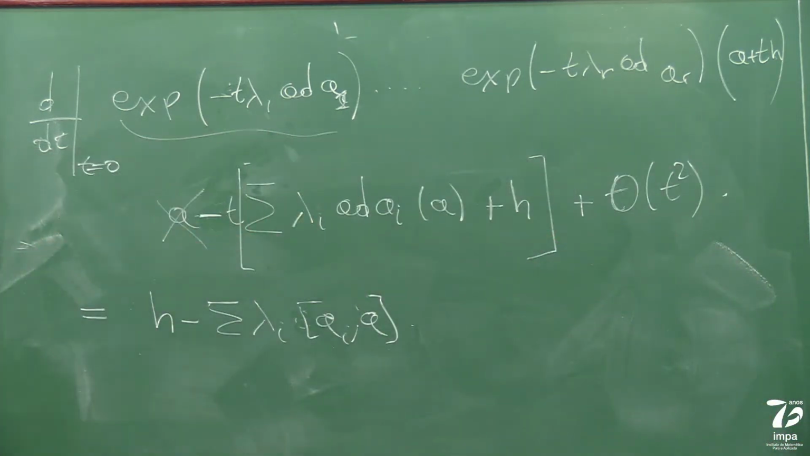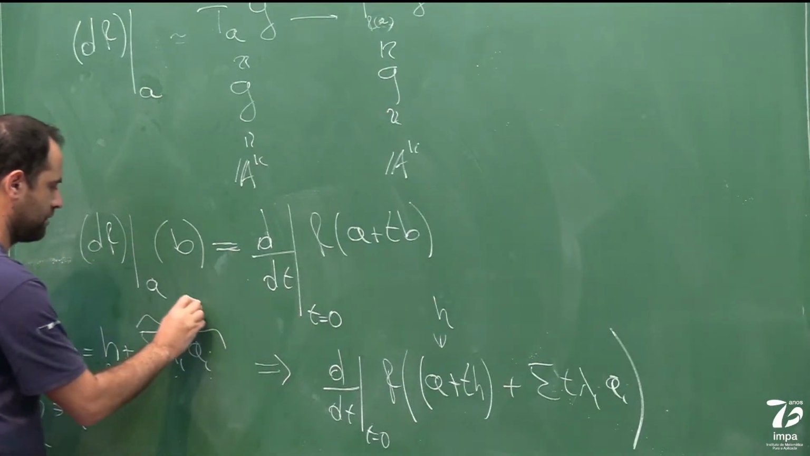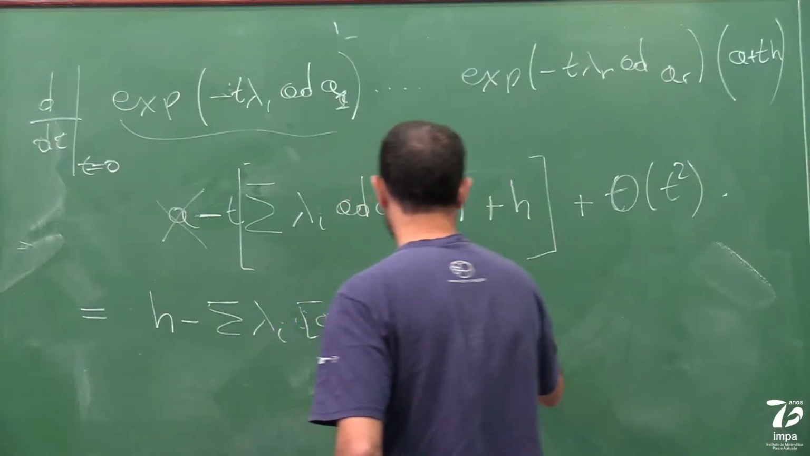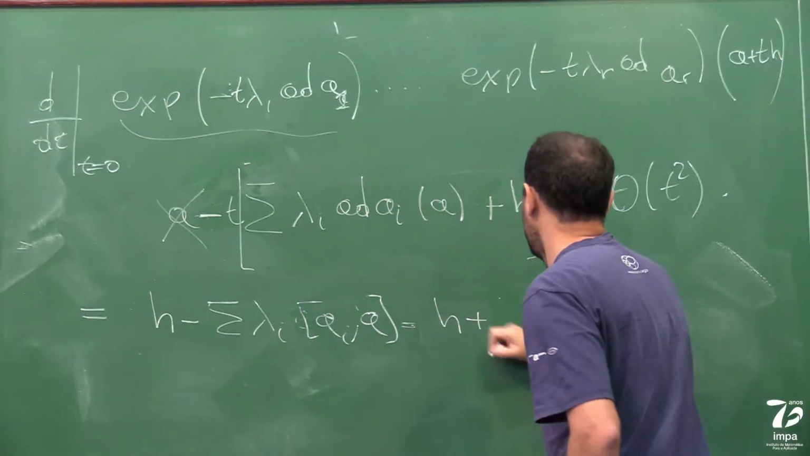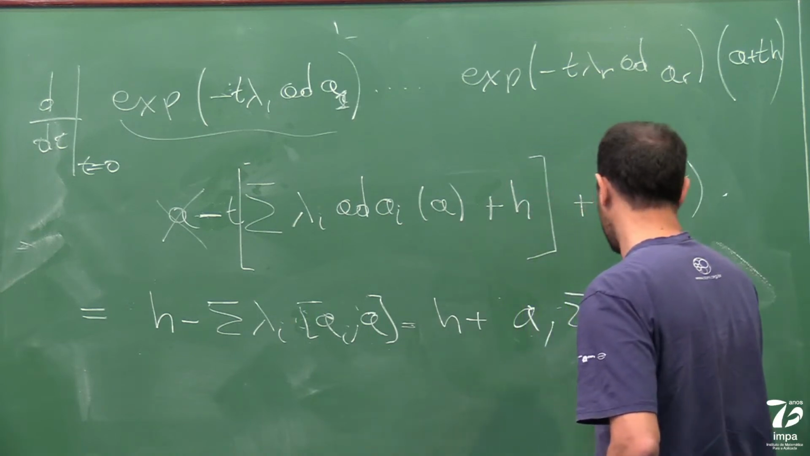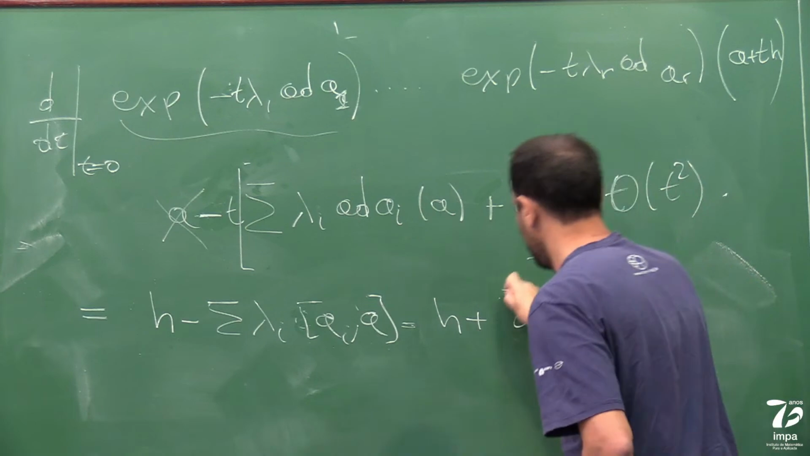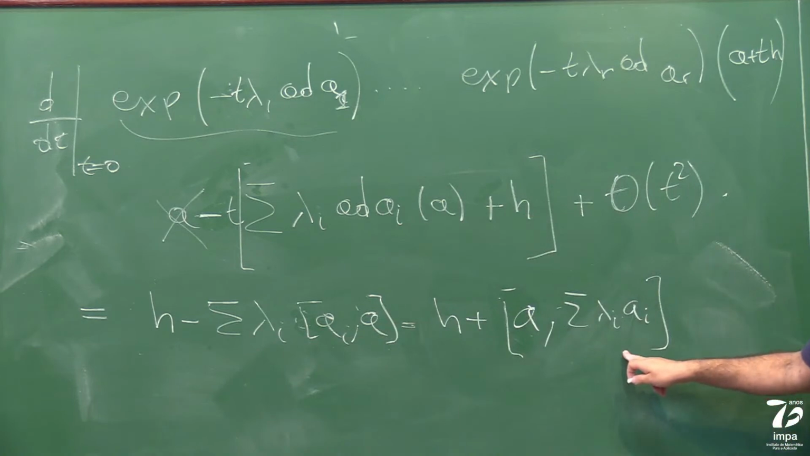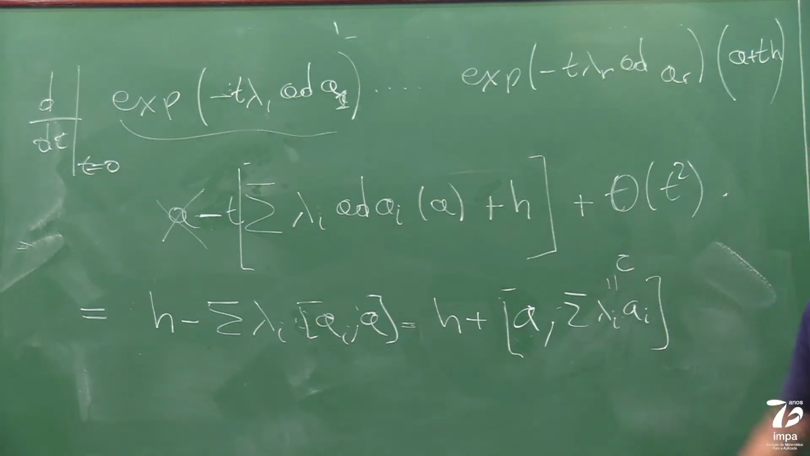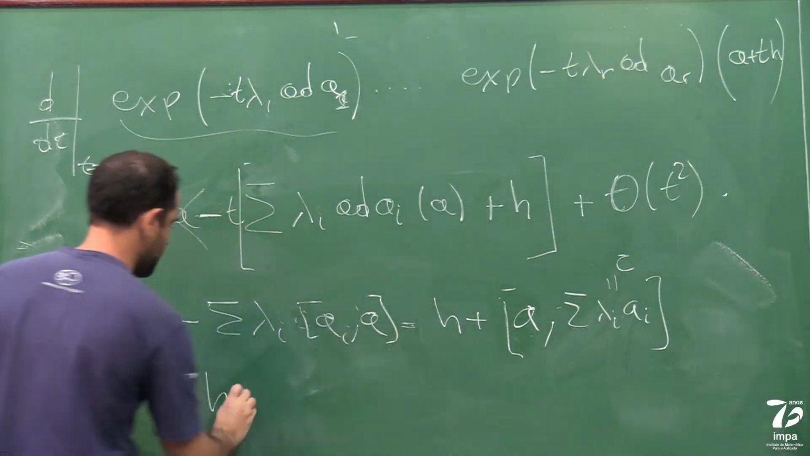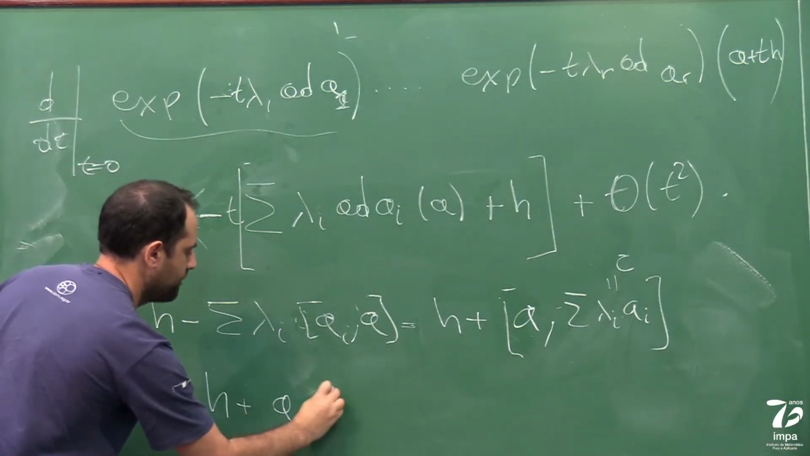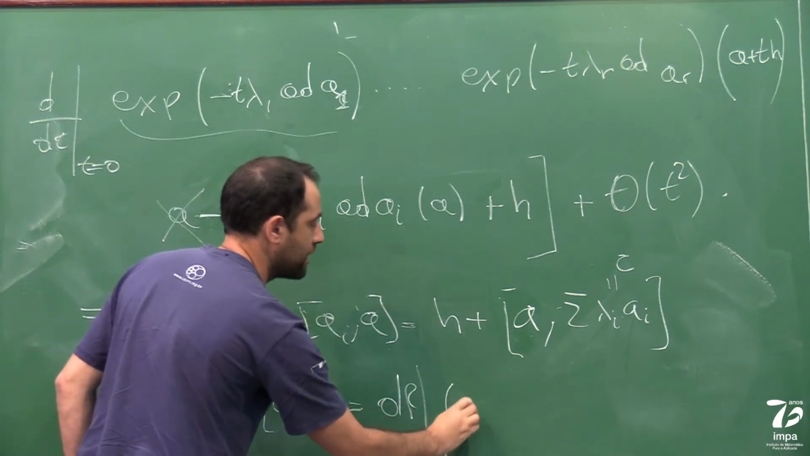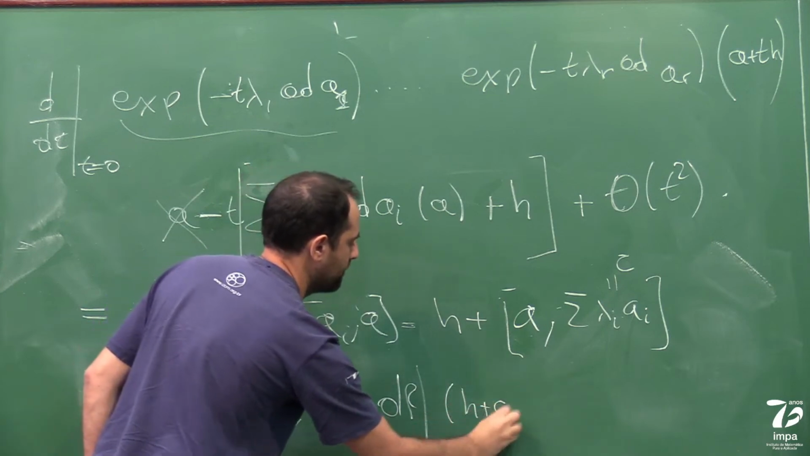Let me call this space, this guy here, C. So this is H plus the sum plus A bracket the sum of lambda I AI. I just flipped this 2, changed this minus sign, and took the sum inside. So this thing here is what I've called C right there. So this is H plus AC. And this is the differential of F at the point A evaluated at the point B, which is H plus C.